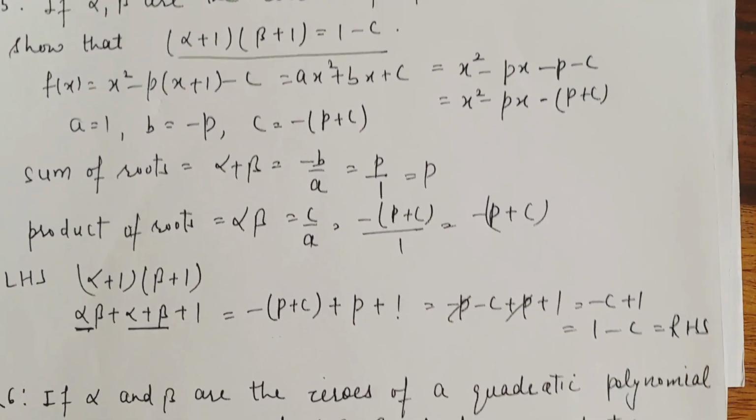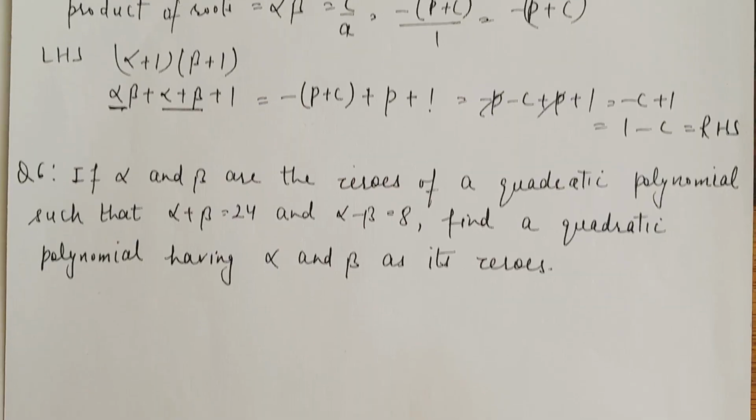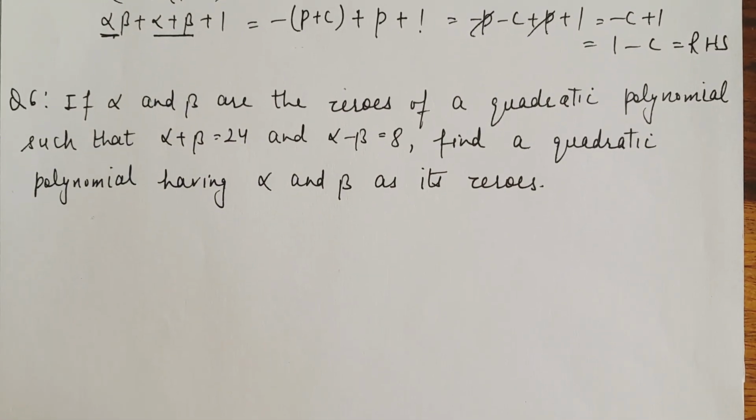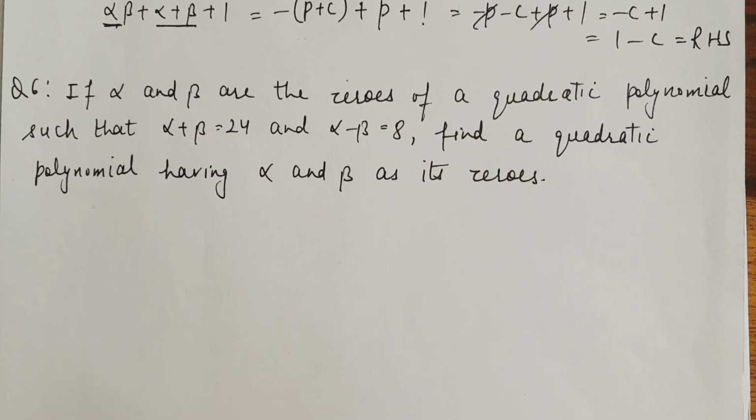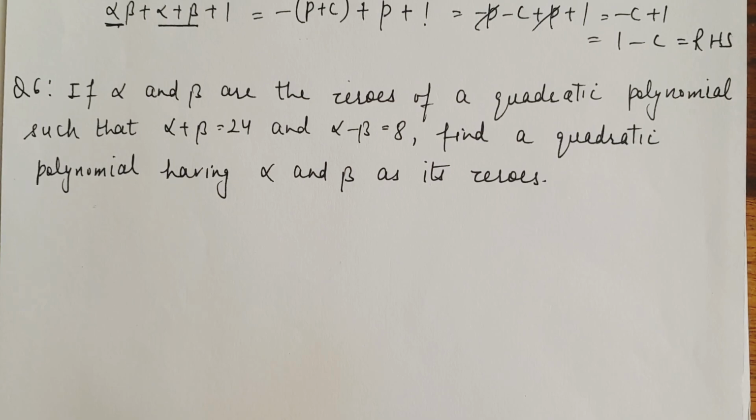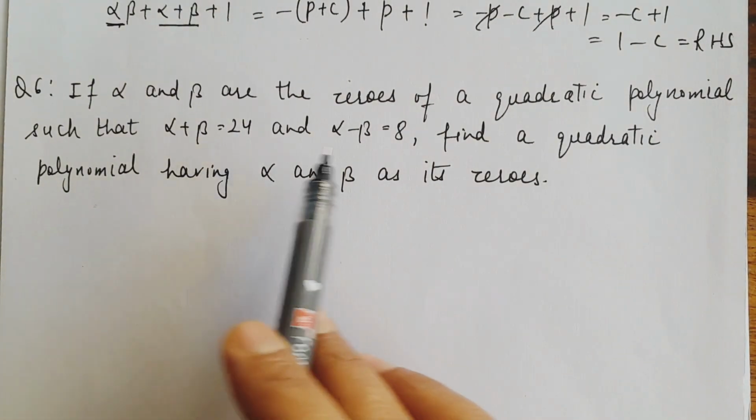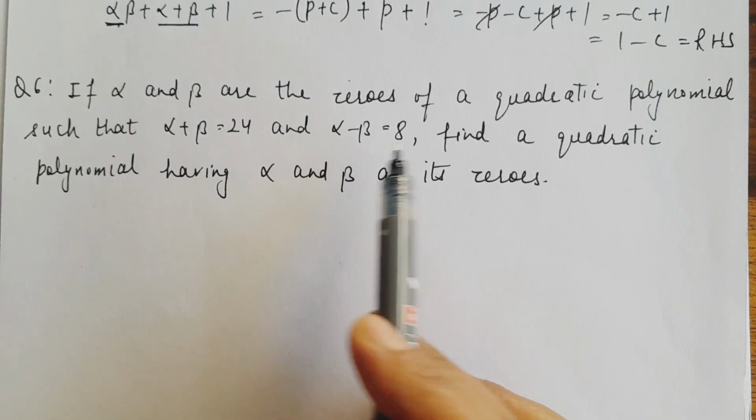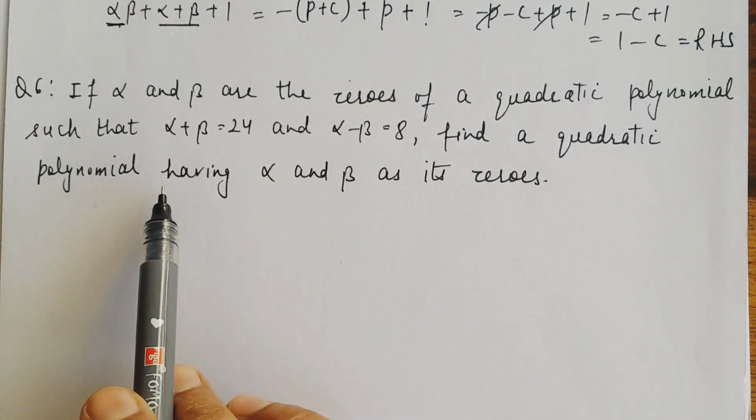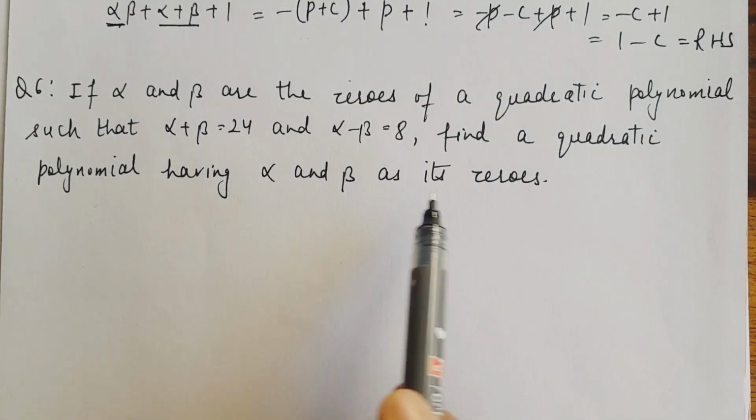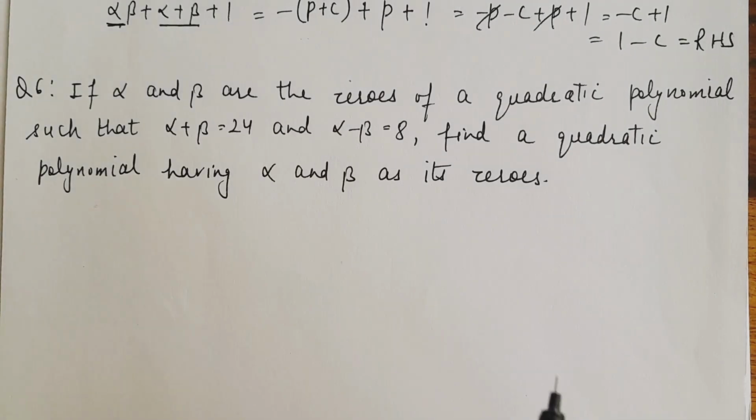Now we will move to the next question, that is question number 6. If alpha and beta are the zeros of the quadratic polynomial such that alpha plus beta is 24 and alpha minus beta is 8, find a quadratic polynomial having alpha and beta as its zeros. It is a very important question.